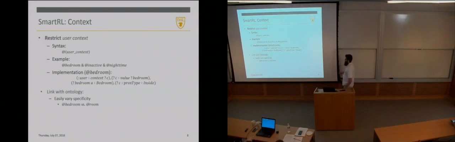As you can see here, at bedroom actually indicates a type of room that the user should be in at that point in time, else the condition is invalid. You can easily vary the specificity using this ontology link. You could say it's at any room. I don't really care, it doesn't necessarily need to be a bedroom.